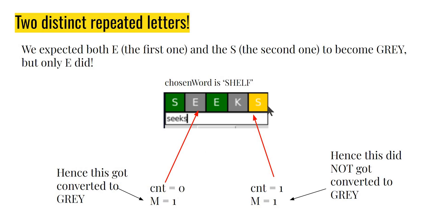When it comes to this S, count is 1, M is 1. Unfortunately, I will not change it, because remember, my logic is to change the color to gray if the count is less than M. The problem came because there are two repeated letters here and the counter started interfering between both of these. This also leads us to a solution. All I need to do is maintain a separate count for all the yellow letters that I'm seeing. And that's exactly what I'm going to do.